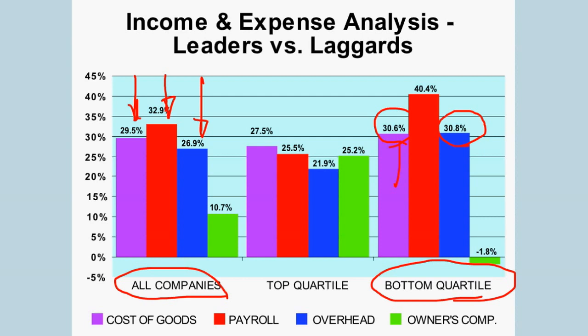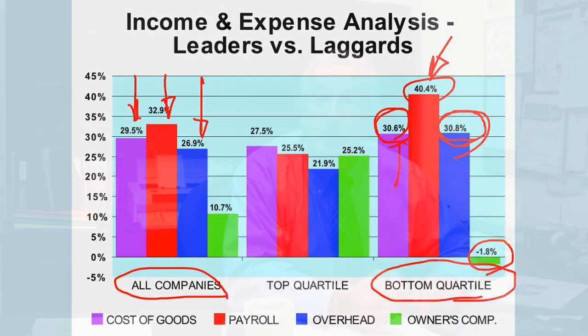The killer here is payroll expenses. That's the red bar. Remember, red is bad, red is dangerous. Notice in the bottom 25%, it's over 40%, 40.4%. What happens when you add up 30.6, 40.4, and 30.8? You get a minus almost 2%. That means the bottom 25%, the average profitability is a negative number, 2%. You'll see that displayed even more vividly in an upcoming slide.